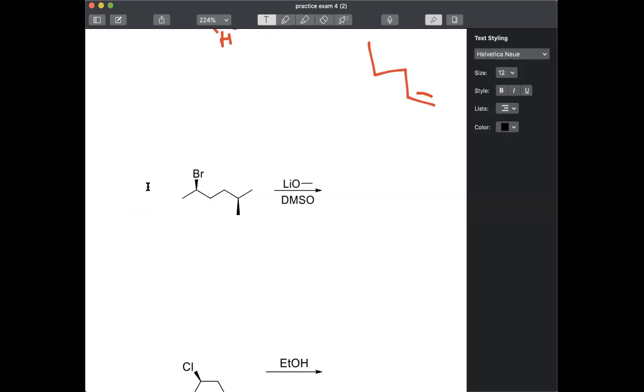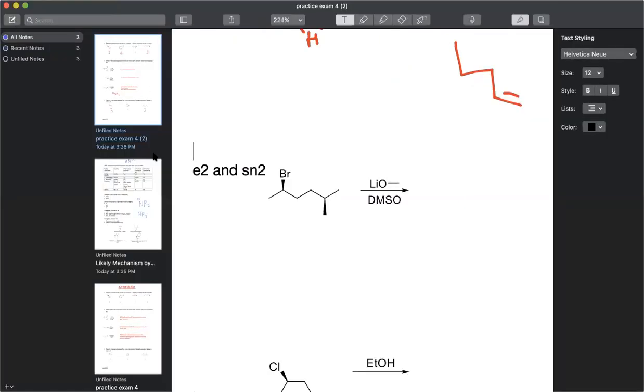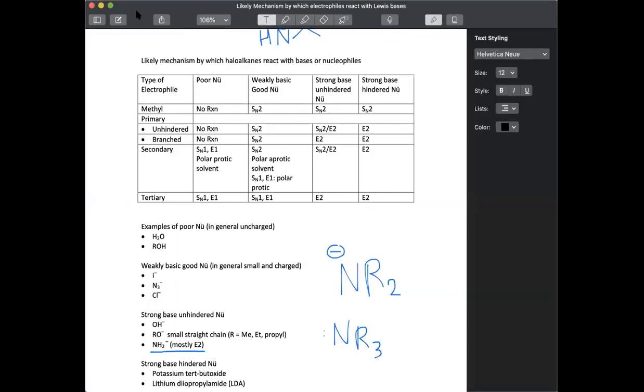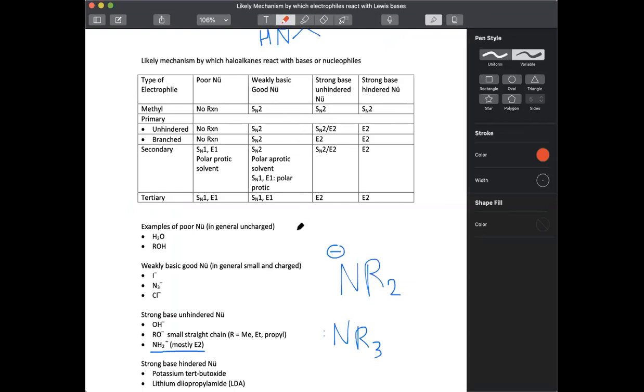Okay, so here it's E2 and SN2. And why is that? I hope you guys have this in front of you. I'm going to go back to the chart and prove it to you. So what do we have? We have a secondary, and I think it was methoxide. Out of this entire row, what would it fall under?